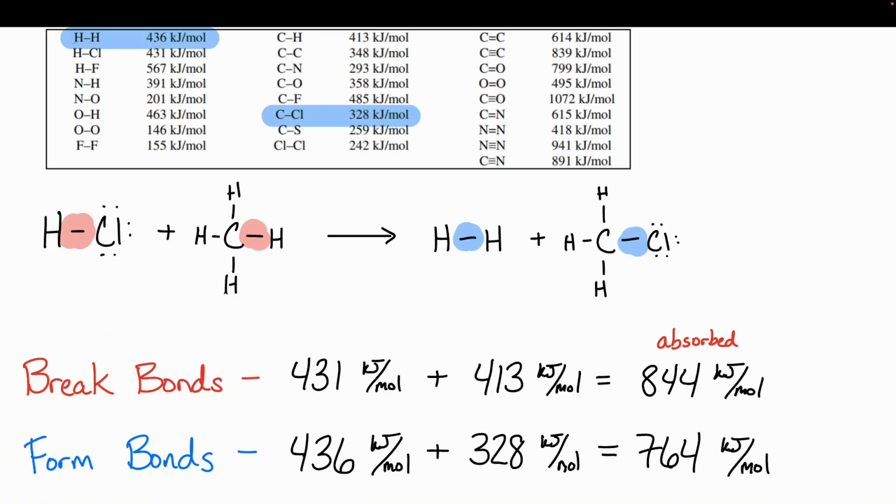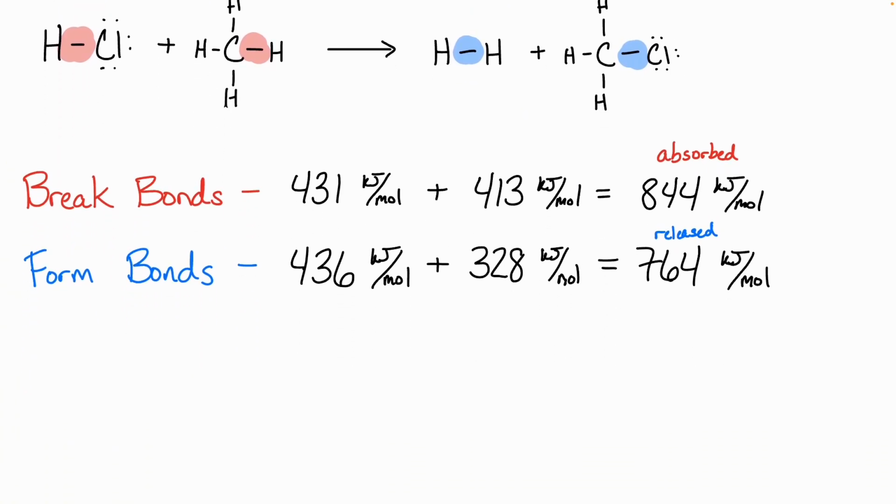All right, so I find that this 764 kilojoules per mole is released when these new bonds form. First of all, this reaction will absorb 844 kilojoules per mole, but then release 764. So the net result here is that I need to absorb more energy than I'm going to release, right? So this reaction right here would be endothermic based on these values.